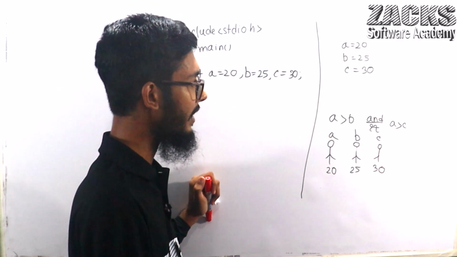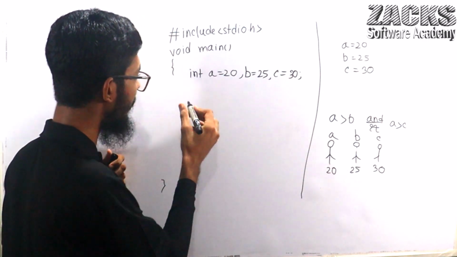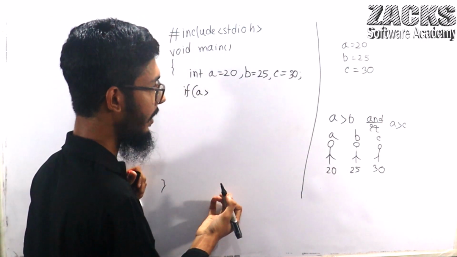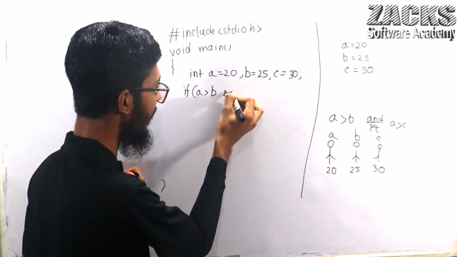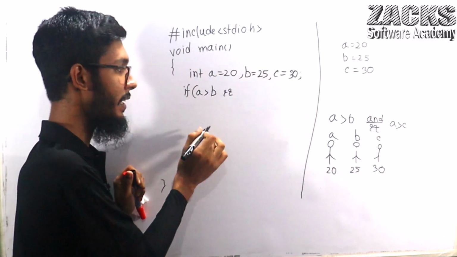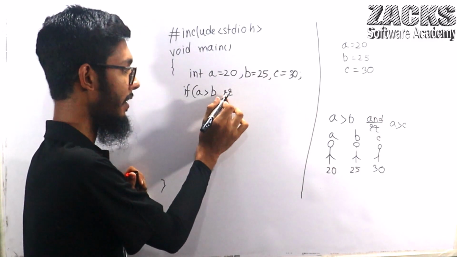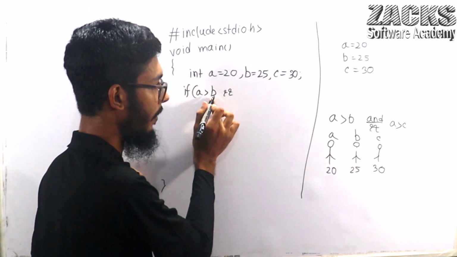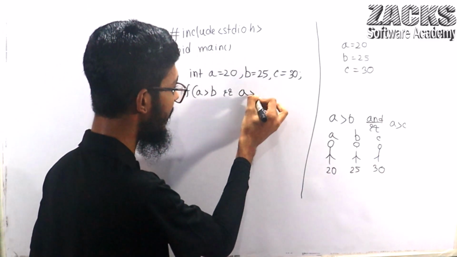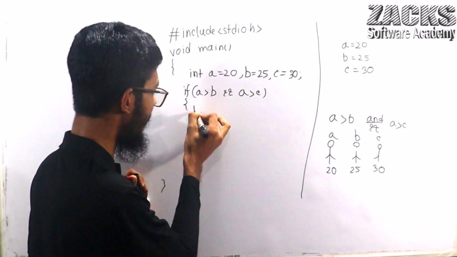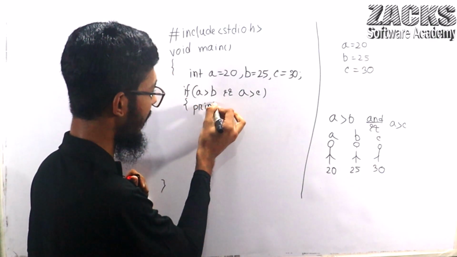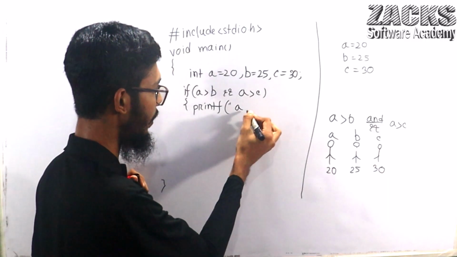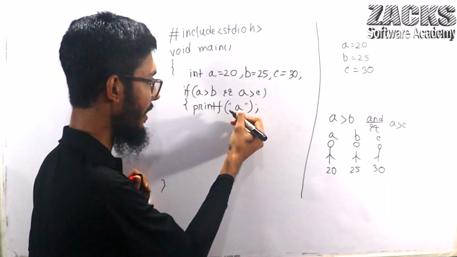So simply we can write it this way. For example, if A is bigger or greater than B, and in C programming we write and like this way, A is greater than B and A is greater than C, then printf. Simply we can print anything, like A is the oldest person, A is the largest value. Let me write here simply A.